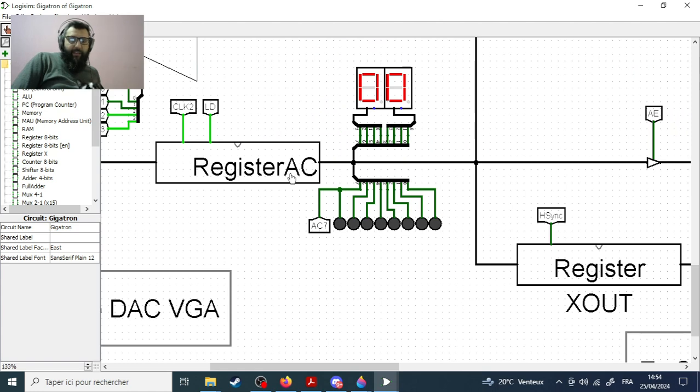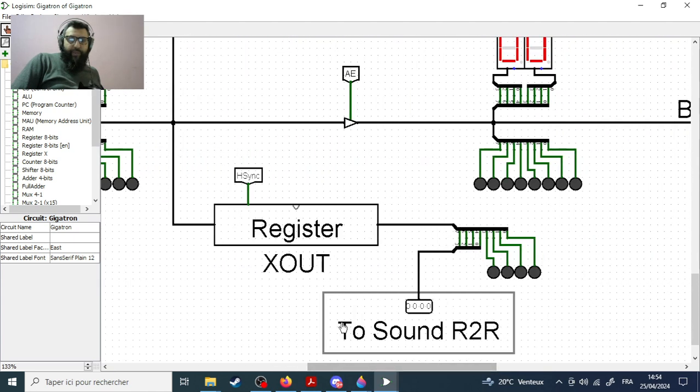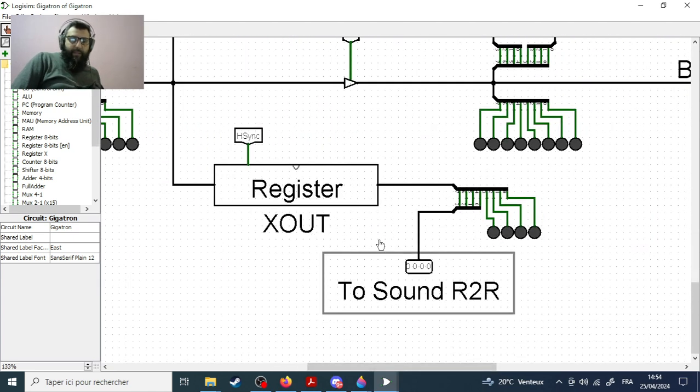Anyway, we have the IC. The IC is also used to output the sound. It's used to output the sound on 4 bits, using another register, but this one is not controlled by the CU. It's controlled by the H-Sync signal. This is a VGA signal. The VGA signal is indirectly used to control the sound. It's not important how it works. Anyway, this register is also used to produce sound.